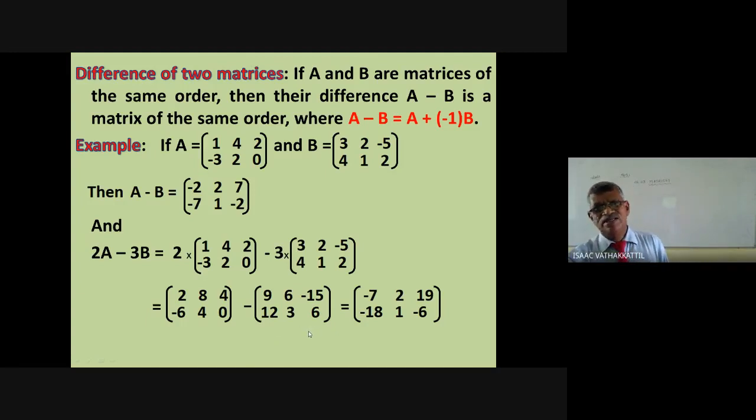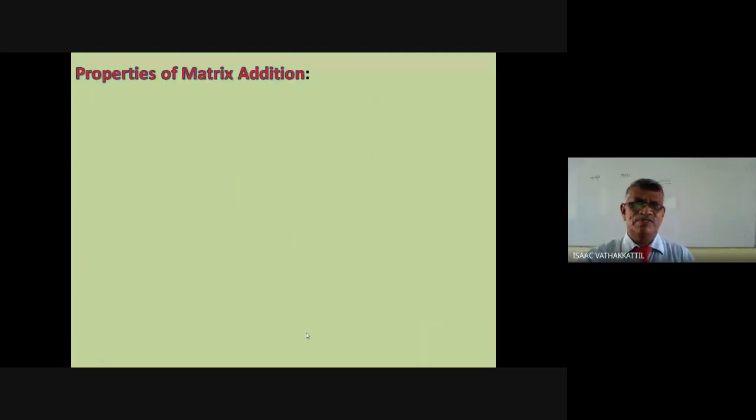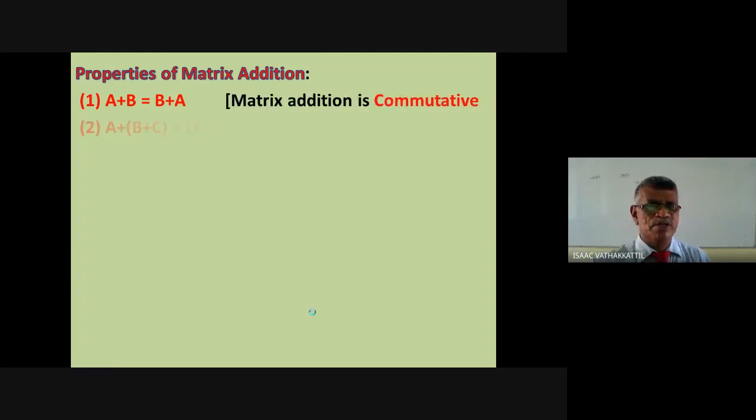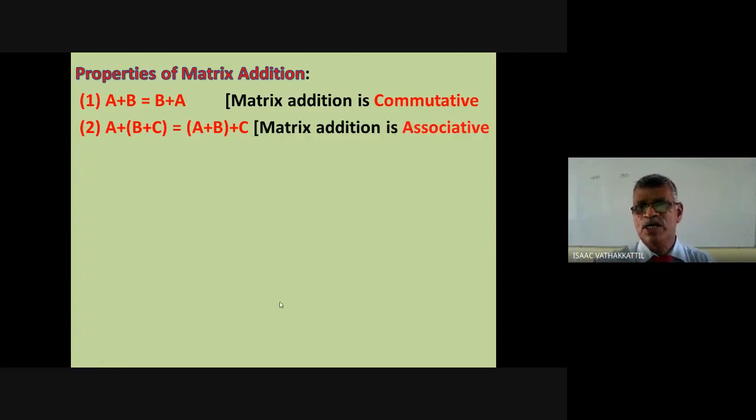Any questions? Any queries? Let us go for some properties of matrix addition. Well, matrix addition, you can easily see, is commutative, that is A plus B equal to B plus A. No need of a proof, simple understanding. Matrix addition is commutative. Further, it is associative. Whether you add B plus C and add with A, or you add A plus B and add with C, both are the same. Matrix addition is associative.